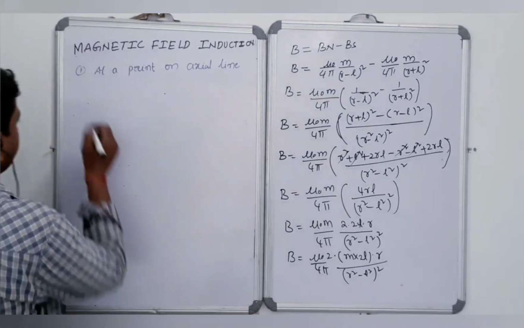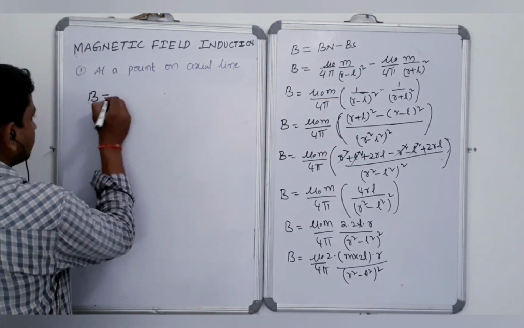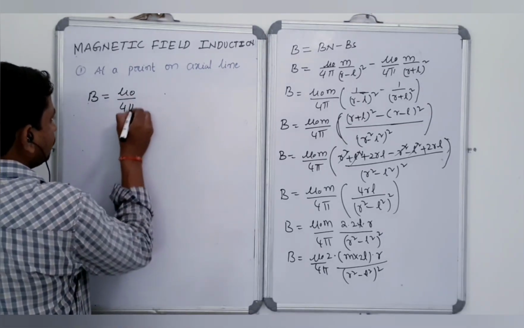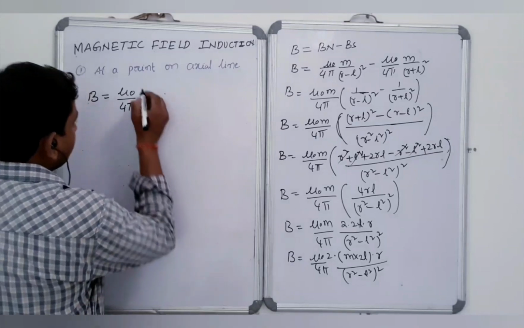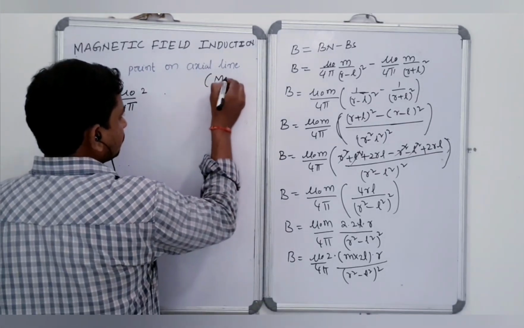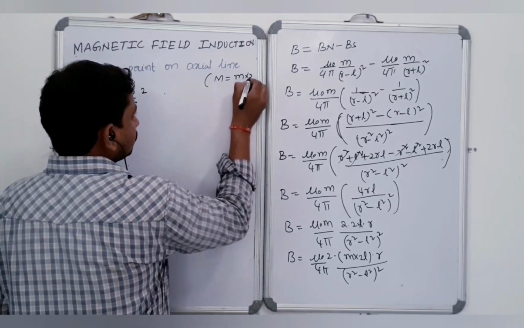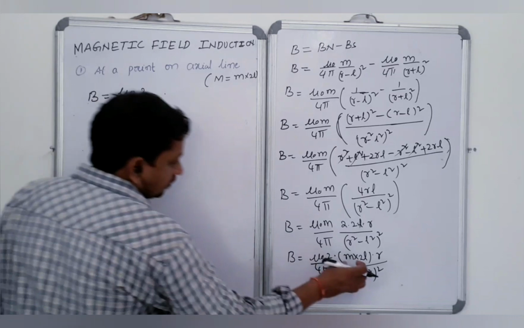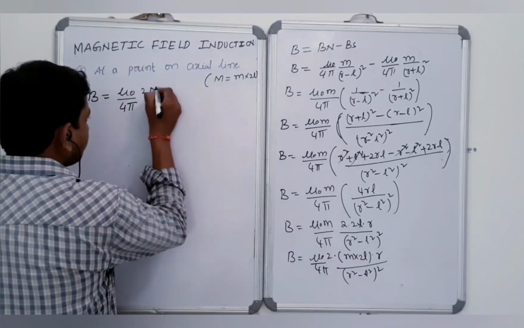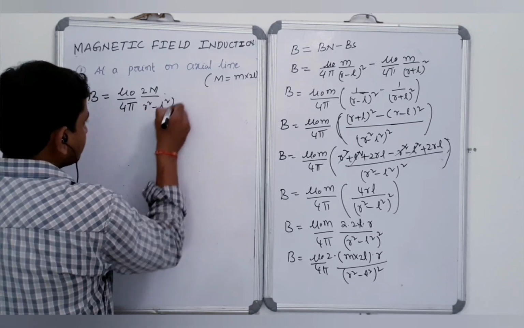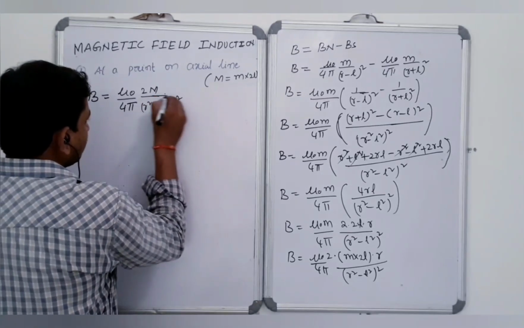Now B is equal to mu naught by 4 pi into 2 into, we know that the magnetic moment capital M is equal to m into 2L, the pole strength into the length of the bar magnet. So in place of m into 2L, what can we write? Capital M by r square minus L square whole square into r.